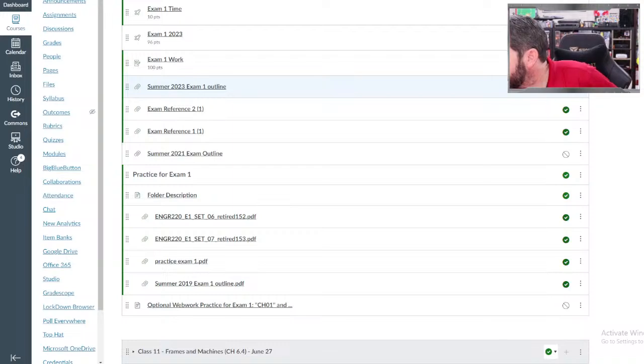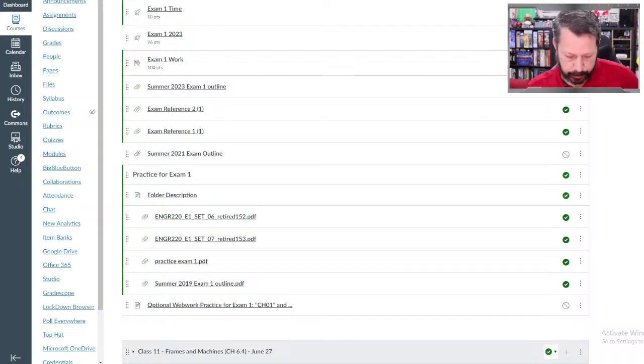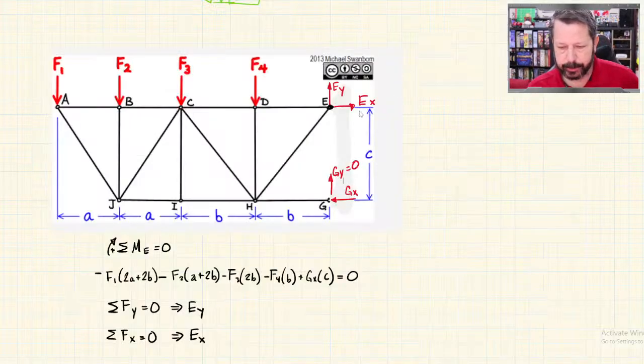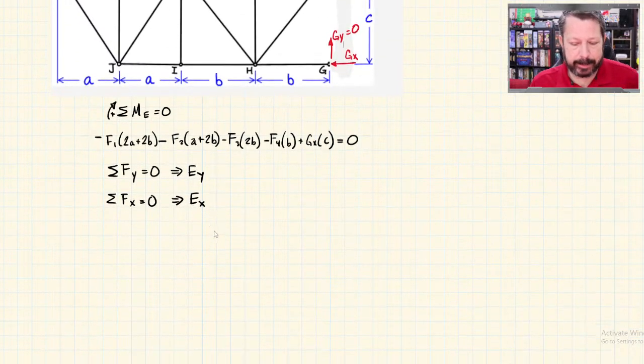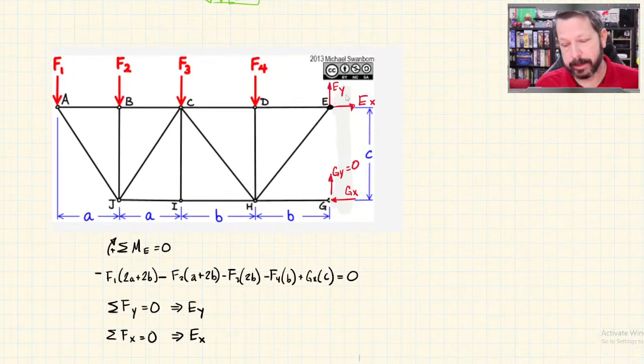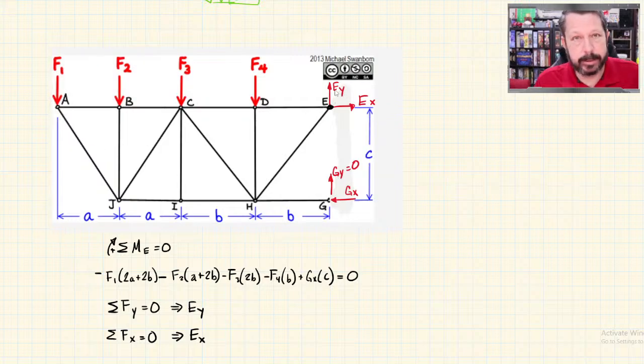Another question. The question was, how did I choose these directions for GX and EX? I didn't. I just drew some arrows, and then I let the equations tell me if I chose the right direction for the arrows. If I solve for GX and I get a negative sign, then I chose the wrong direction. If I solve for EX and I get a positive sign, I chose the right direction. So when you're drawing your own arrows, they're not already drawn on the diagram, then you get to choose and just let the equations tell you if you chose right or not.